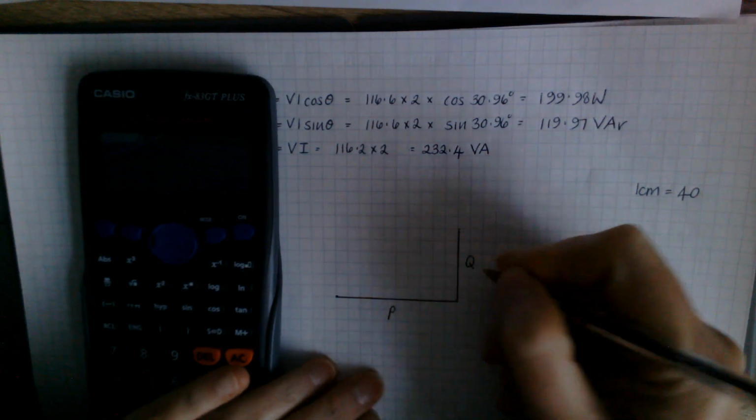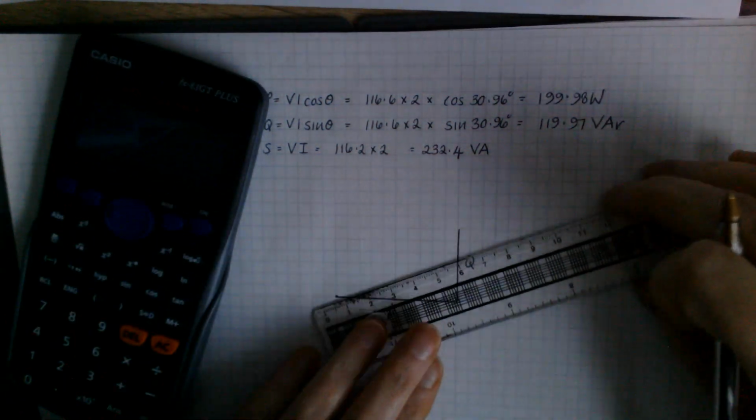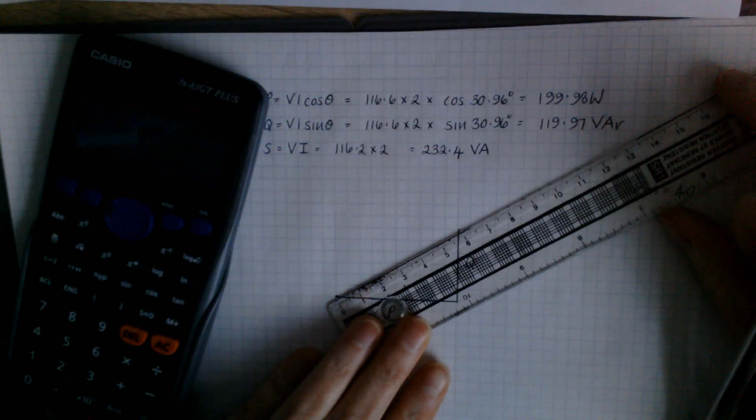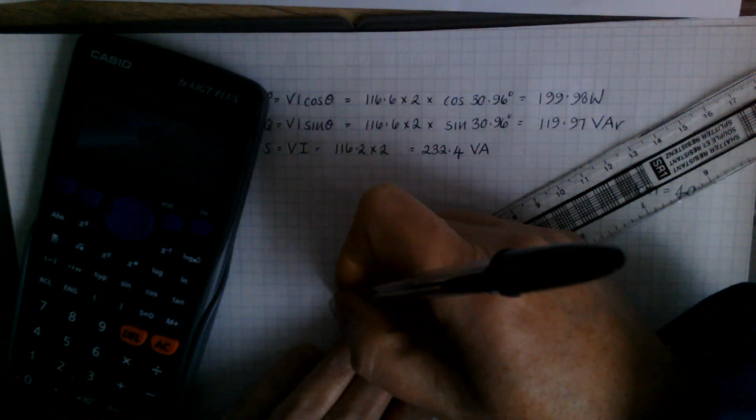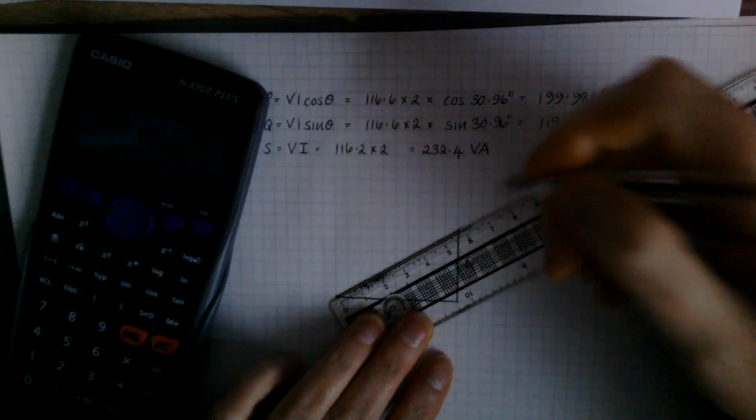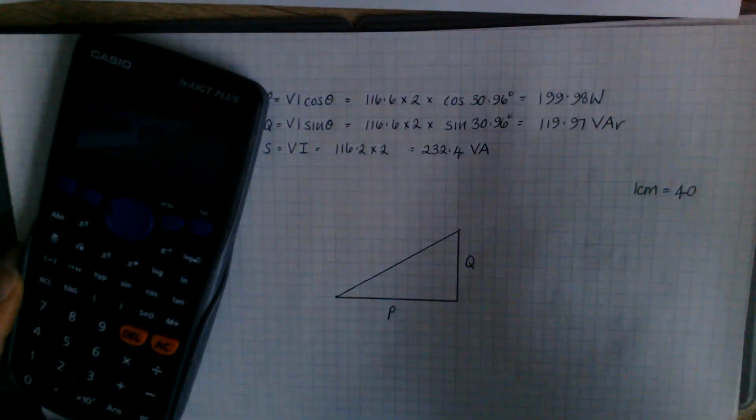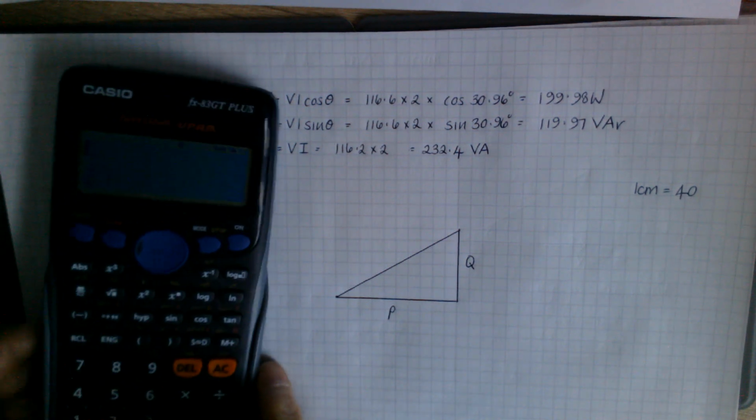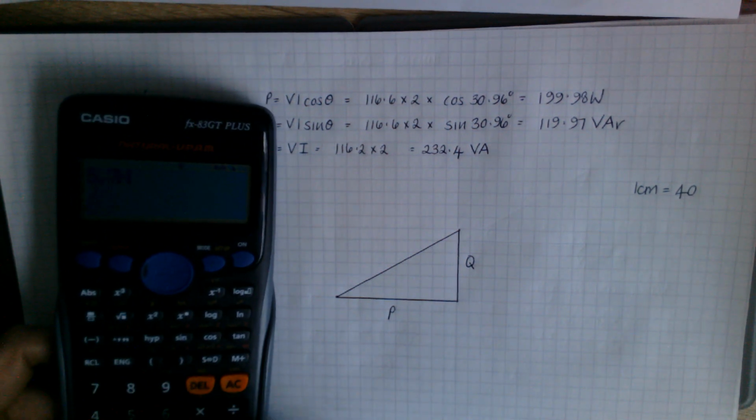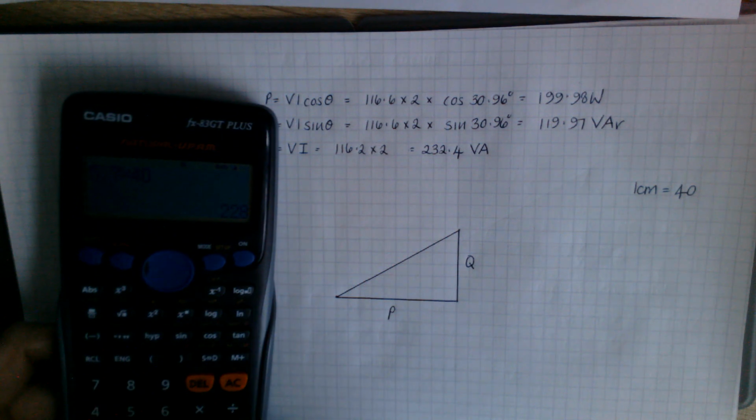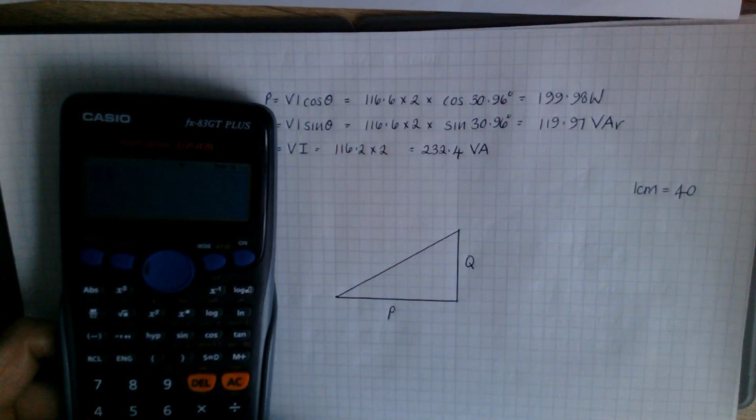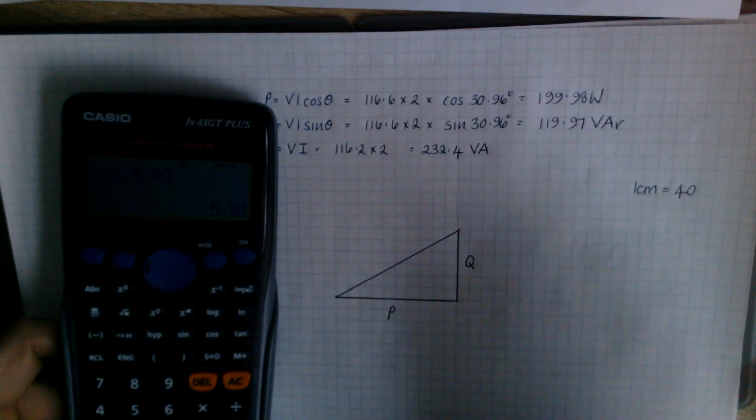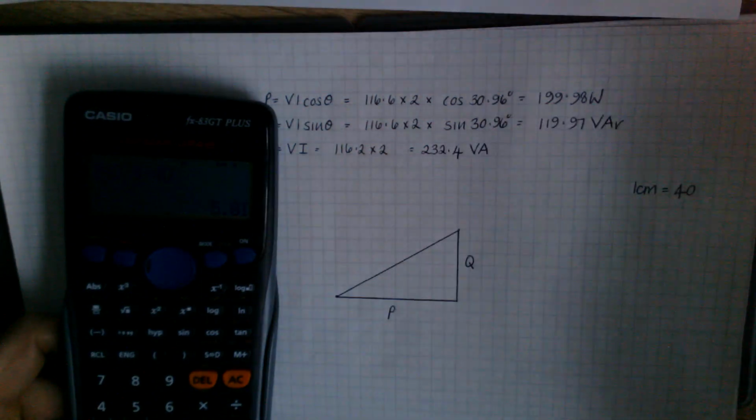That's my Q. And to make sure I'm correct, I'm going to measure this one on my scale and see if it ties in. So I think that's about 5.7, 5.8 centimetres. So let's have a look. On my scale, 5.7 times 40, 228, 232, that's not bad. So if I was doing 232.4, dividing that by 40, it should be 5.8 centimetres. It's not far away from that.